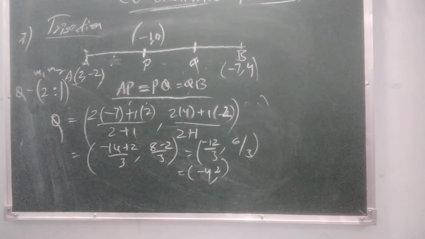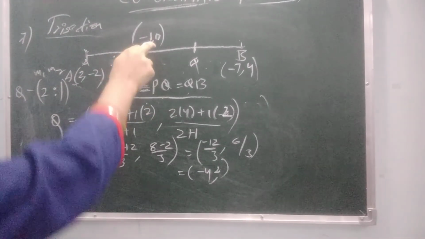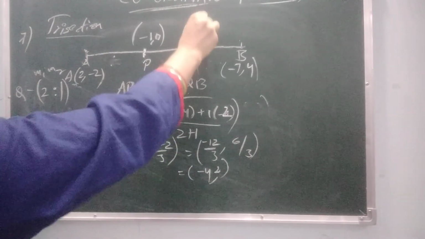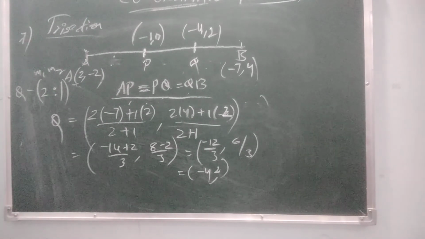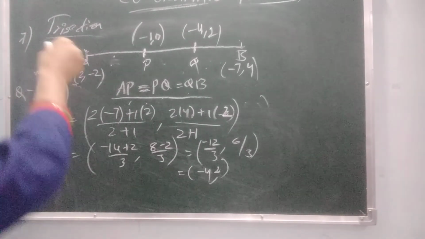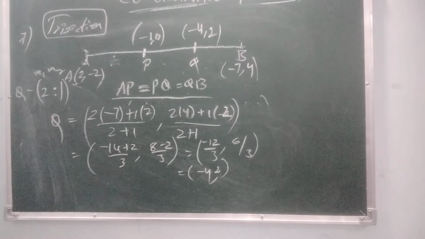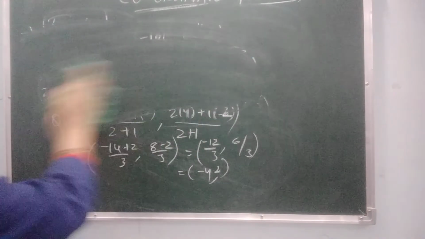Therefore, the coordinates of the points of trisection of the line segment are P, which is minus 1 comma 0, and Q, which is minus 4 comma 2. These are the trisection points. If asked any question on trisection, we have to do it like this. Please note this. Let's move to the next question.